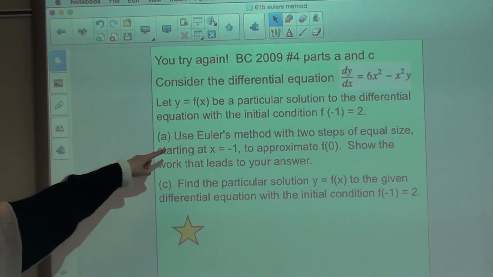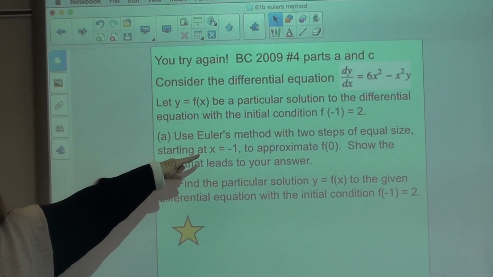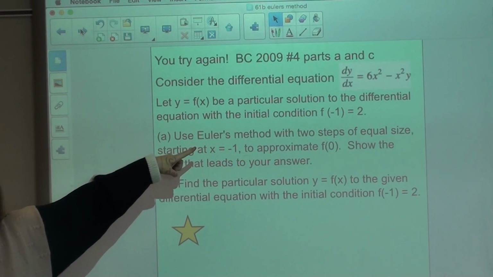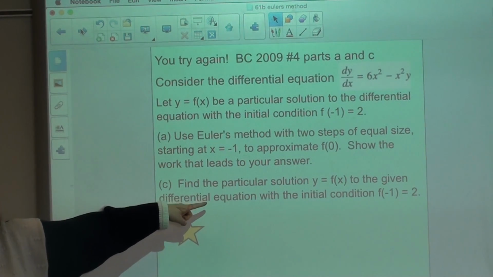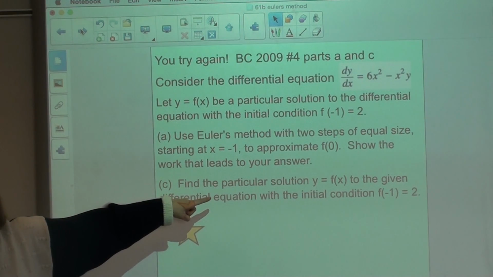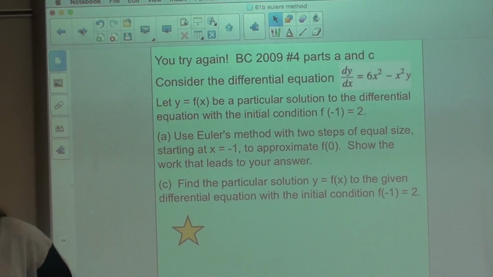So what I want you guys to do is take a minute, try part A. It's only 2 iterations, right? Not so bad. And then, once you get that done, go ahead and do part C. Part B is something you can't do yet. So do part C, which is solving the actual differential equation.